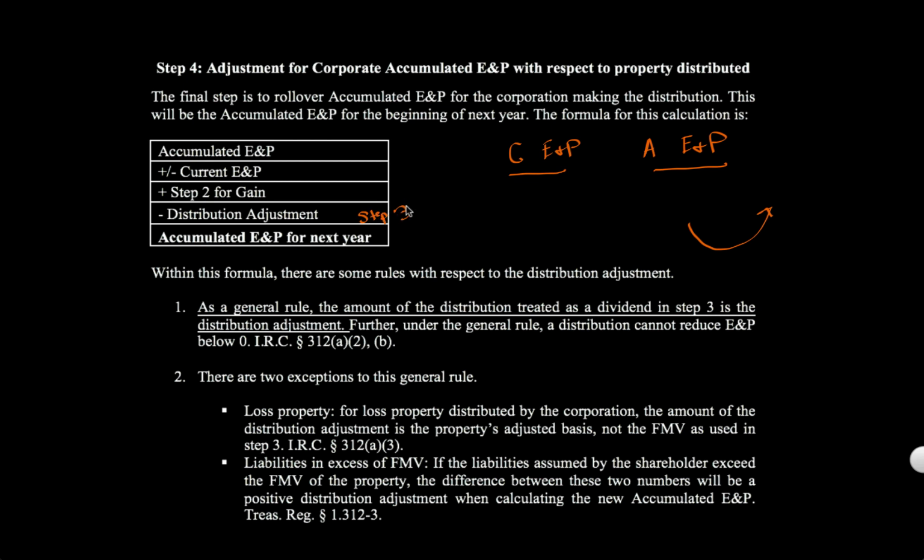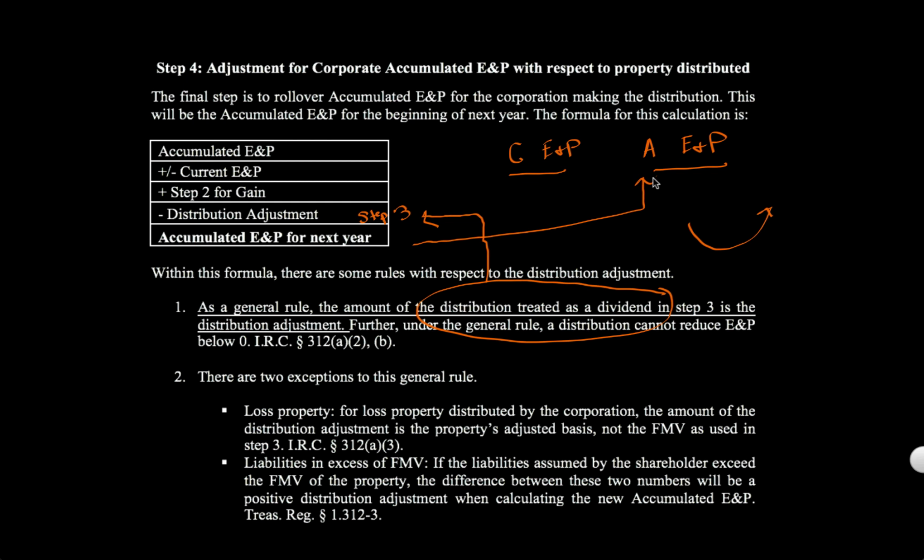Now, the general rule is that whatever amount is treated as a dividend, that's the amount we subtract away. Now, when we adjust those amounts, we get the accumulated earnings and profits for next year for the corporation, which is going to be important because we have to do this every year, calculate what amount is considered dividend with respect to the shareholder, and it affects everything.